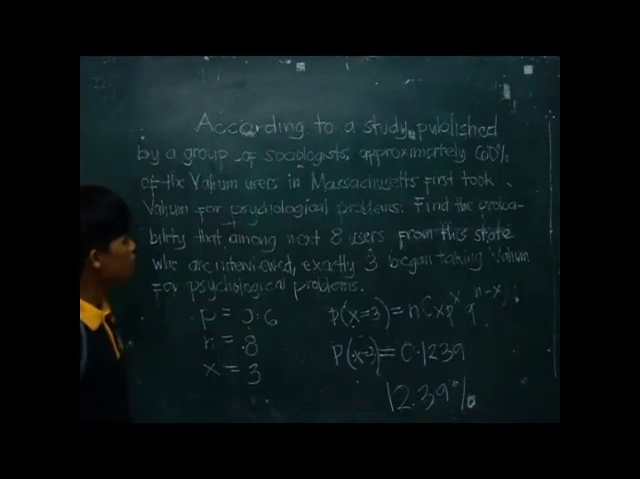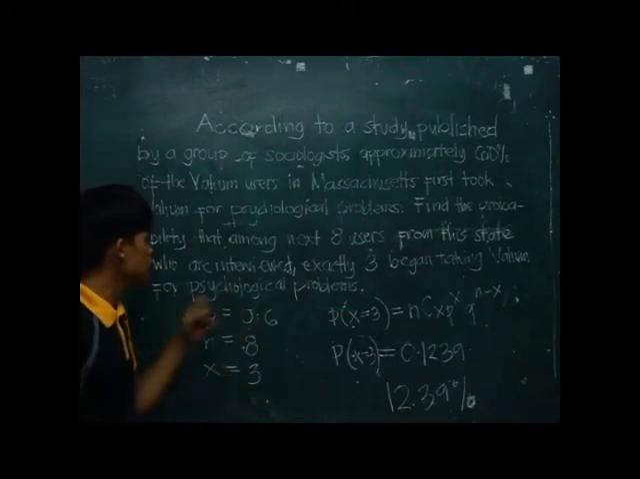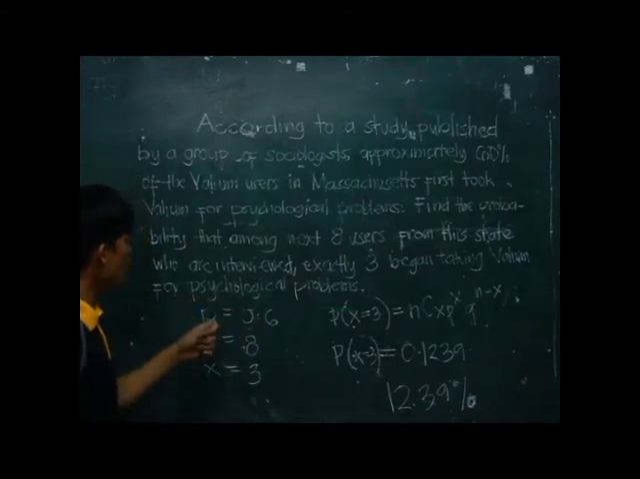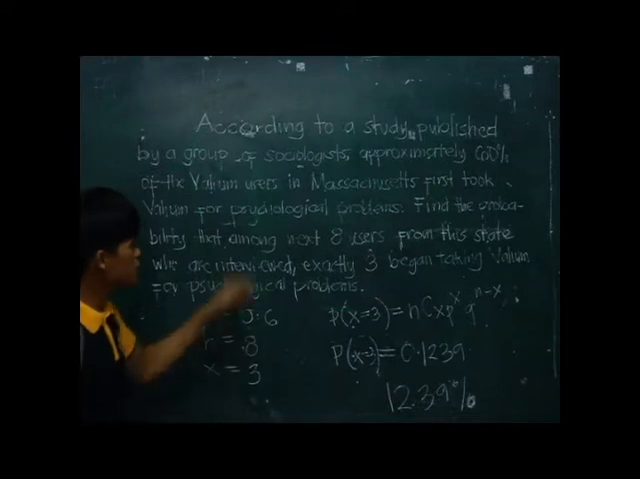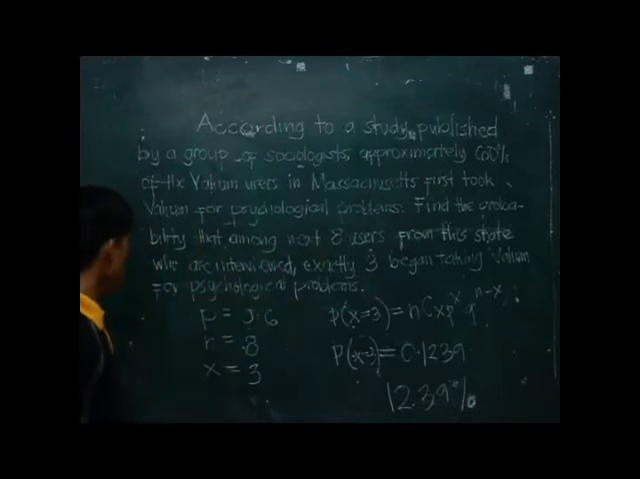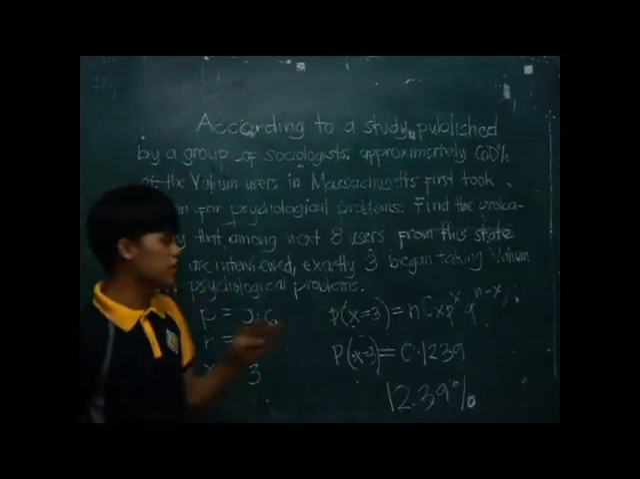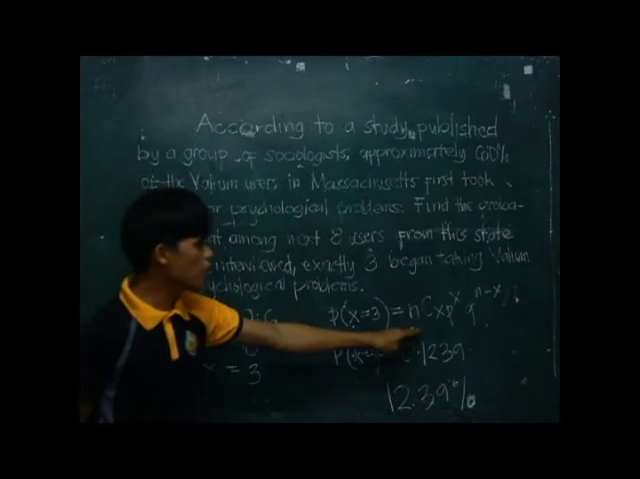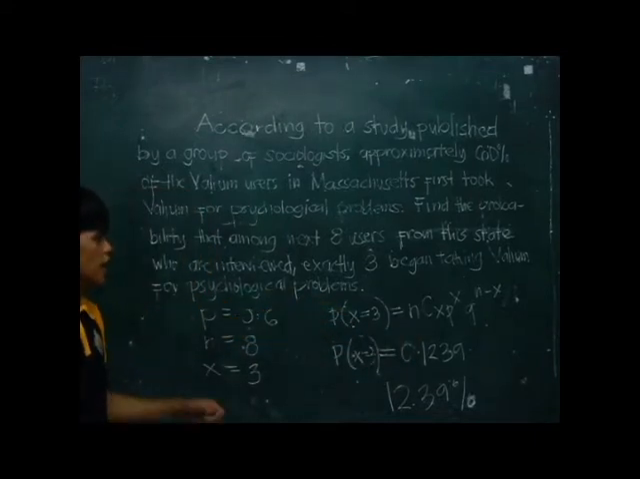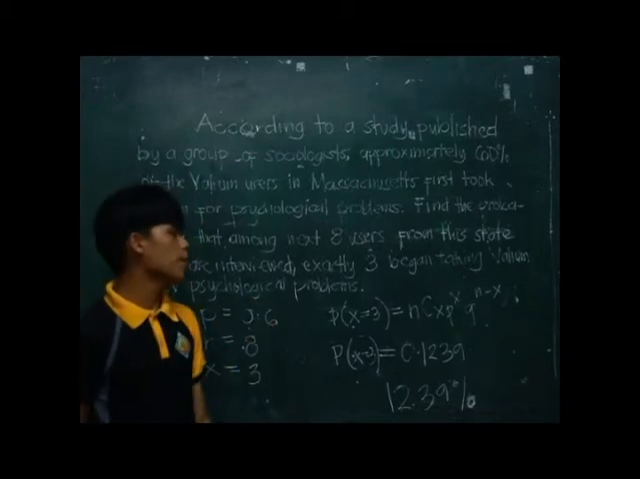So let's first find our probability, which is 60%, or simply said 0.6. Now we also have here the number of trials, which is 8, and our random variable, which is 3. Now, these 3 values, we can just input to our formula, which is NCX P raised to X and Q raised to N minus X.